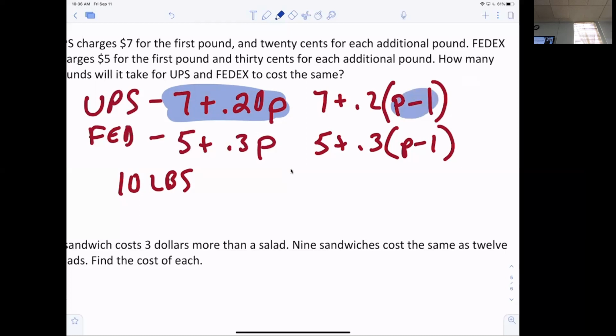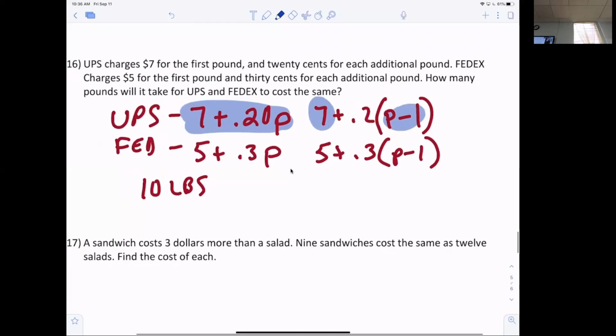That's why this is P minus 1. The reason why that's P minus 1 is because the first pound costs $7. Each additional pound is going to cost 20 cents. I get it, but how would you ever think about that? It says clearly in the problem, $7 for the first pound and 20 cents for each additional pound.